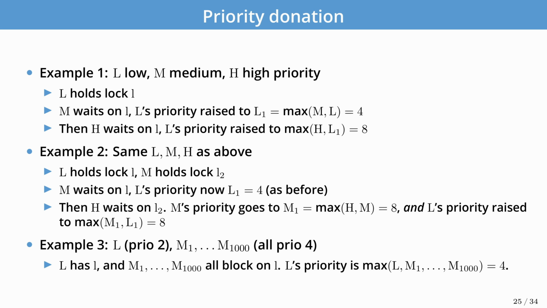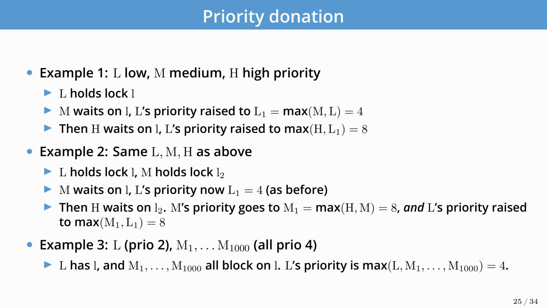An example here, we have a low, medium, and high priority task. The low priority task holds lock L. The medium wants L. So what happens? Well, what we do is we donate the priority from the medium task to the low priority task. So the low priority task temporarily receives the maximum priority of all tasks waiting on the same locks that it's holding. So in this case, we'd boost its priority to a medium level priority.